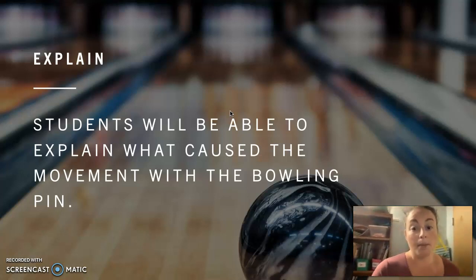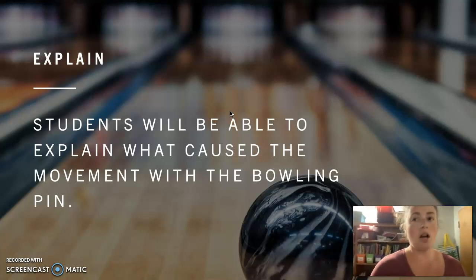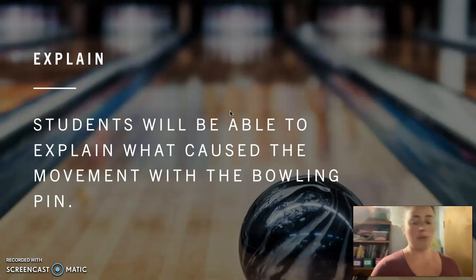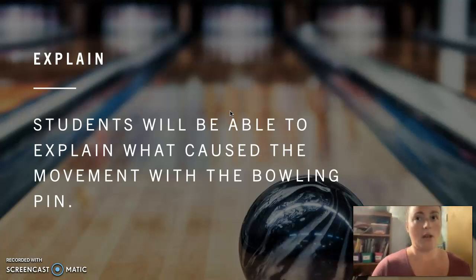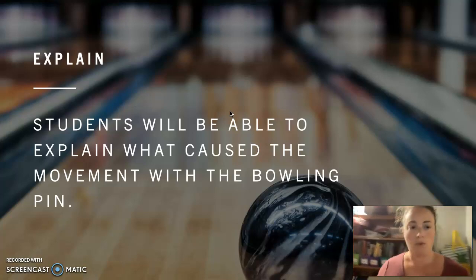For explain, my students will be able to explain what caused the movement of the bowling pin. I want them to say, what happened? What was the cause? Why did the bowling pin move? Why do you think the bowling pin moved for this object and it didn't move for this object? For example, why did it move for the ball, but it didn't move for the toothpick?